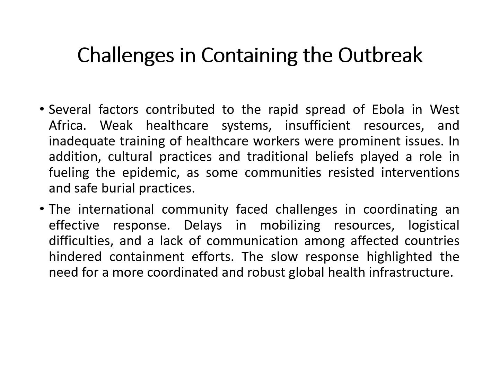Logistic difficulties and lack of communication among affected countries hindered containment efforts. The slow response highlighted the need for more coordinated and robust global health infrastructures. Because of this challenge, one thing we learned, we need to have proper coordination among different countries. Some countries are good in managing the disease. Some countries are developing their healthcare system, so they can help each other and manage this kind of challenging situations.